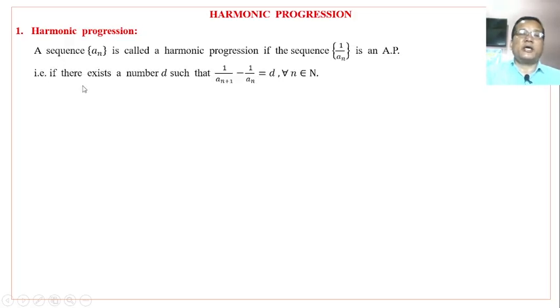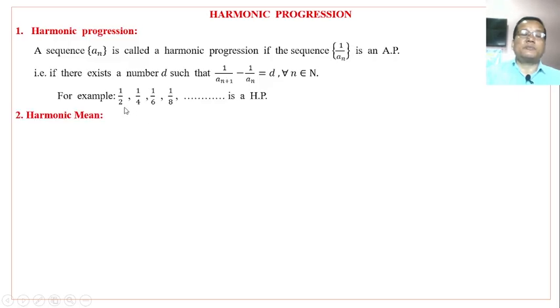That is, if there exists a number d such that the difference between the n plus 1 term and the n term is a constant number d for all n belongs to N. For example, 1 by 2, 1 by 4, 1 by 6, 1 by 8 is a HP. Masi HP the lay. Maramdi si tam si reciprocal d 2, 4, 6, 8 to AP the label nina.